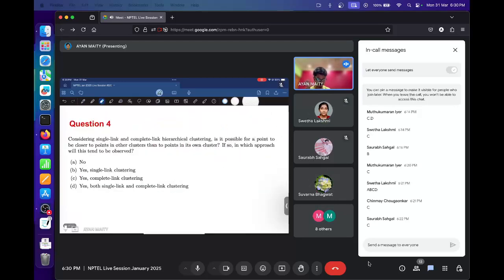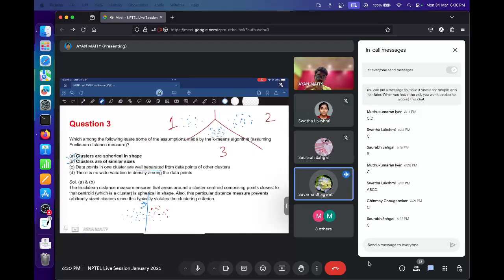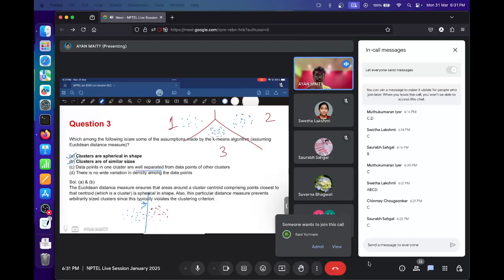Sir, regarding the third question, we are assuming that we are using the Euclidean distance measure, right? Yes. And you said that as we are using the Euclidean distance measure, the clusters will be approximately spherical in shape, right? So if we use another distance, will the shape be different? Yes, the shapes might be different. If you use Manhattan distance or some other distance measure, then the cluster shapes might not be exactly the same.